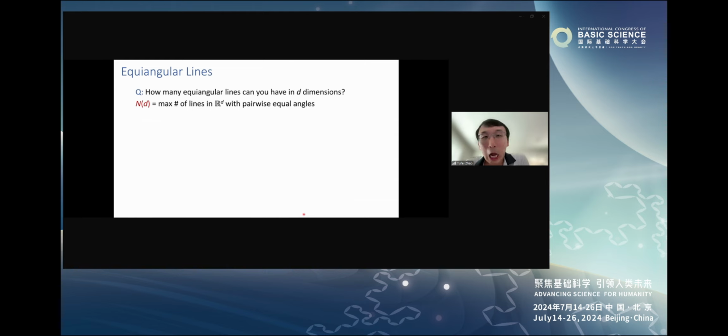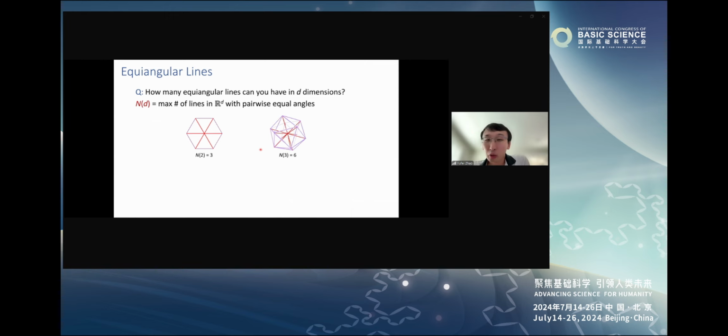The question is, how many equiangular lines can you have in d dimensions? I'm looking for lines all passing through the origin in d-dimensional Euclidean space, such that they pairwise all form equal angles with each other. As an example, in 2 dimensions, you can have at most 3 lines, as shown here. If you try to fit 4 lines, you can't make them all equal angles with each other.